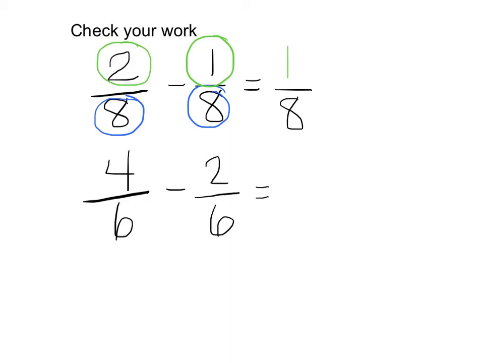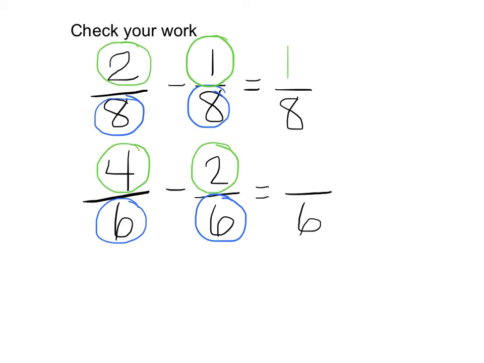The second problem is 4/6 minus 2/6. Check my denominators. They're the same. I'm going to bring over the denominator. Nothing changes with my denominator. My numerators, I'm now going to subtract. So 4 minus 2 equals 2. My difference is 2/6.